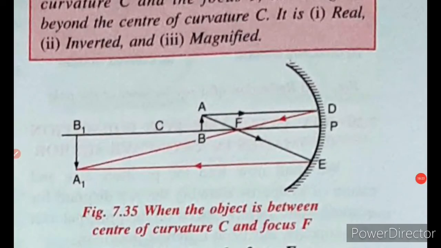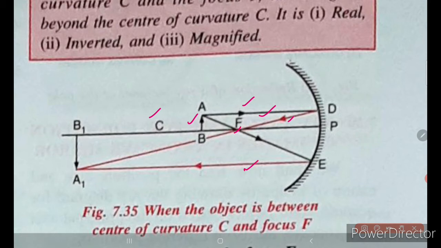Now we have the diagram for this here in our book, and to discuss the diagram we have kept the object between the center of curvature and the focus. And what happens, a ray parallel to the principal axis, like before, after reflection passes through the focus, and any ray passing through the focus becomes parallel to the principal axis. So these rays are meeting at this point. They are actually meeting, hence the nature will be real.